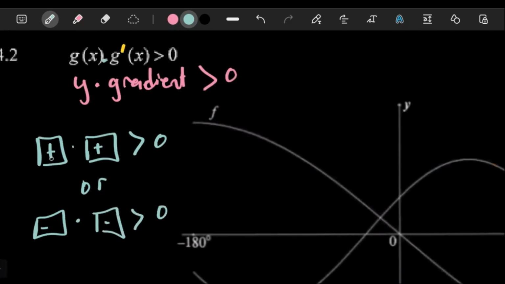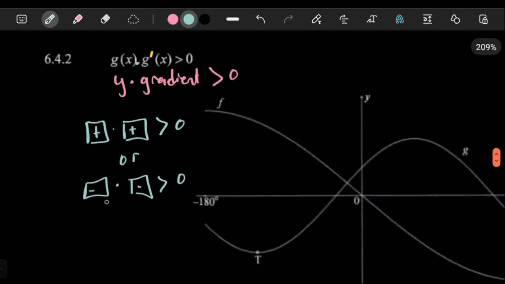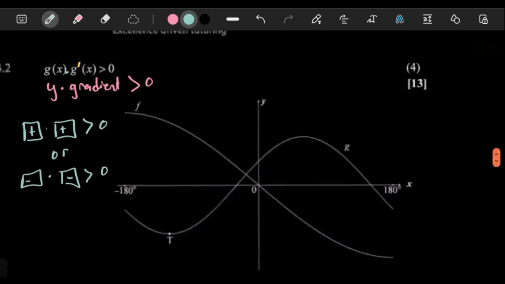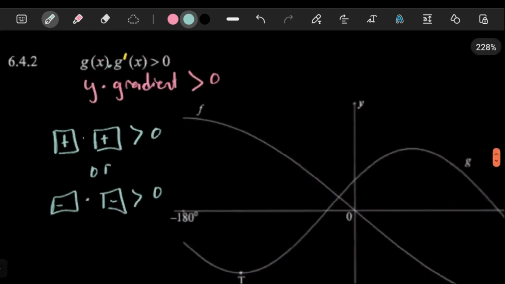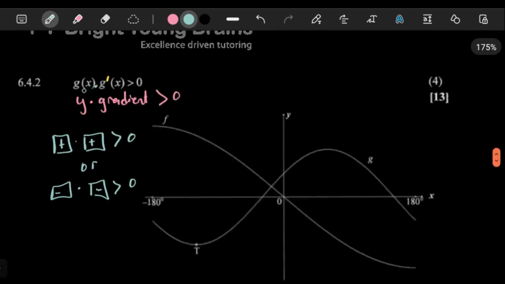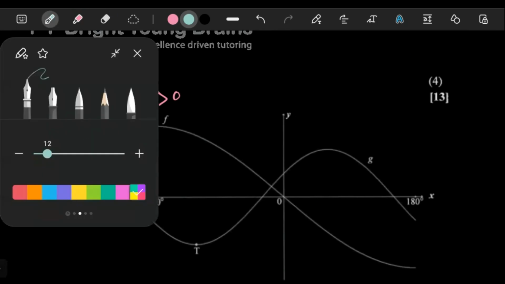So if it's a plus times a plus, this will be bigger than 0. If it's a minus times a minus, it will also be bigger than 0. So in our graph of G, we just need to figure out what these symbols mean. We know that G refers to y values. If you think of it nicely, we want cases where the y values are positive and other cases where the y values are negative. So to do that, let's just use our picture.